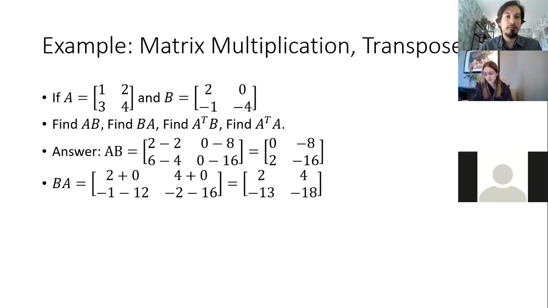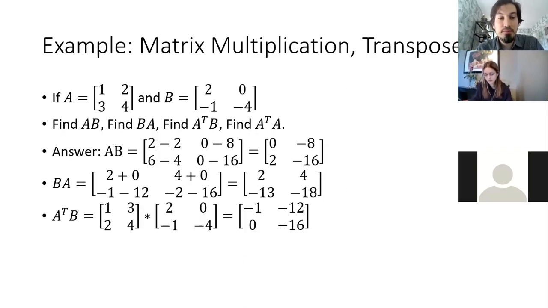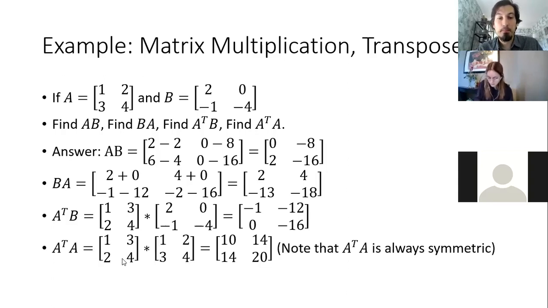We'll talk more about that later. What's A transpose times B? I got this. -1, -12, 0, -16. Unless I made any arithmetic errors, I hope that's correct. Maybe that confirms with what you got. And then finally, A transpose times A. 1, 3, 2, 4 times 1, 2, 3, 4 equals this. And I wrote a little note here that says A transpose A is always symmetric.